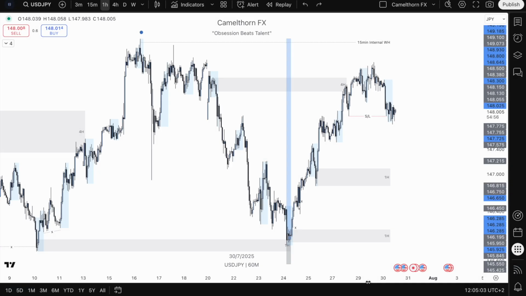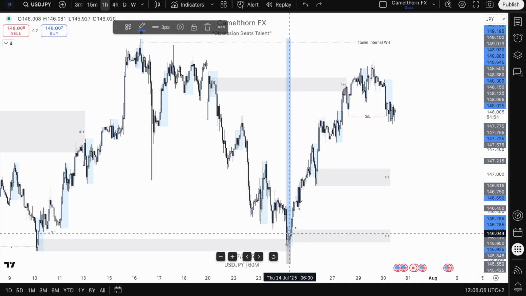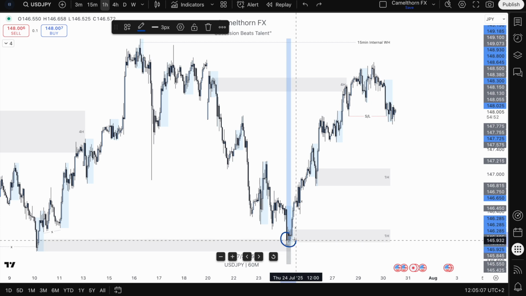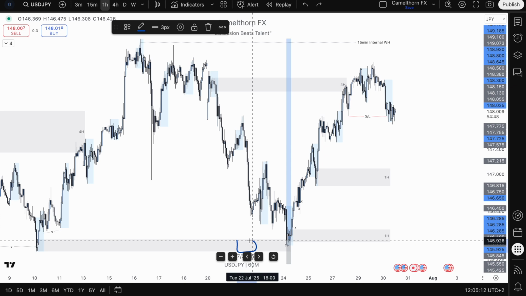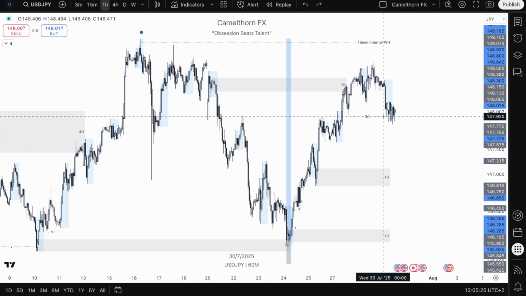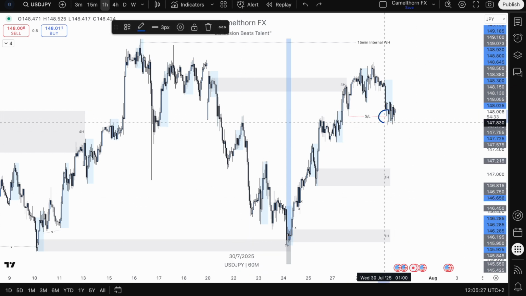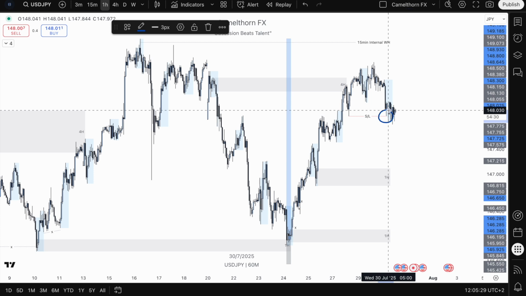Now, I got triggered into this trade on Thursday, the 24th of July, 2025, during the Asian session as price action came in to interact with this 1 hour demand zone. And then my full position was taken out in profit in this area here on Wednesday, the 30th of July, also during the Asian session.